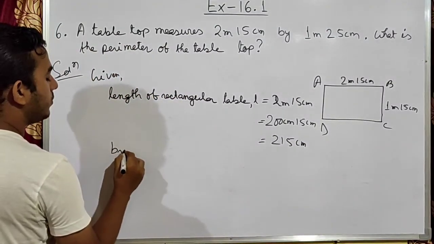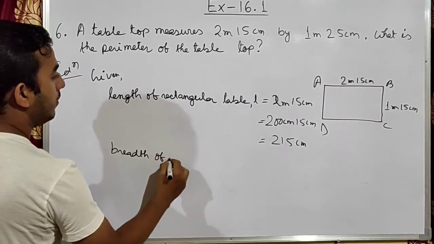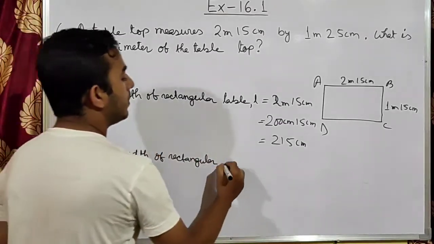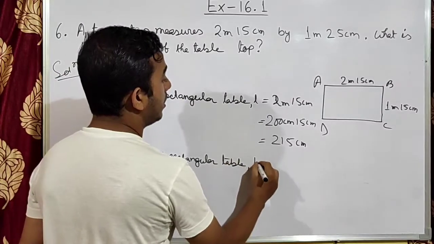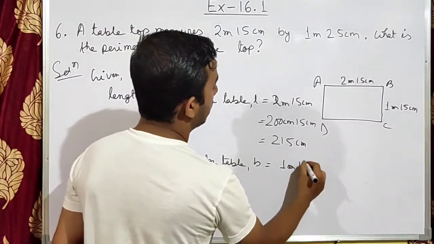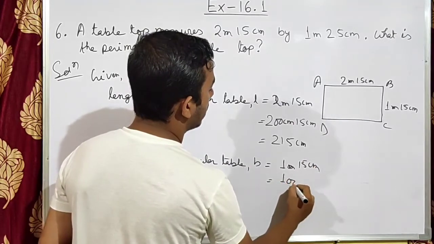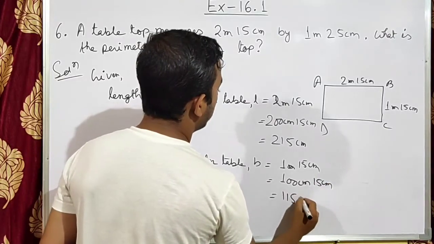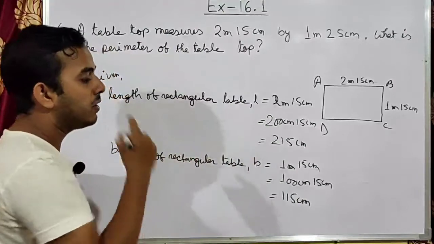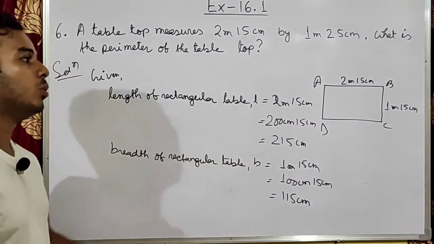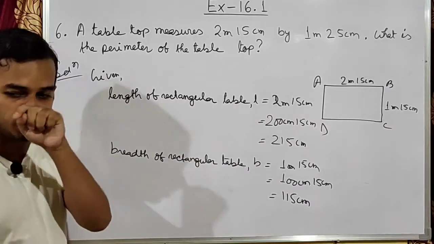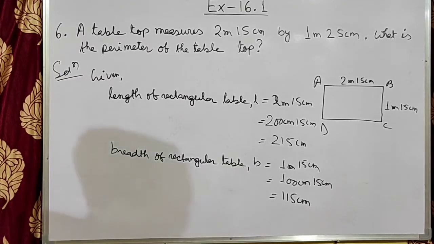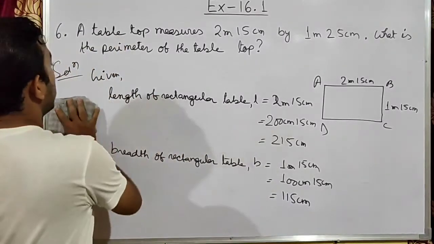Now the breadth of the rectangular table, B equals 1 meter 15 centimeter. Similarly, we will convert it into centimeter. That means 115 centimeter. Clear? Now we have length as well as breadth in centimeters. Now we have to find the perimeter of the tabletop. So its formula will be 2 into (length plus breadth), isn't it? Right.